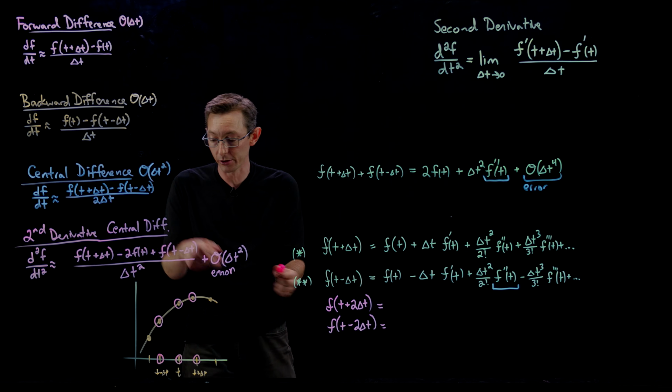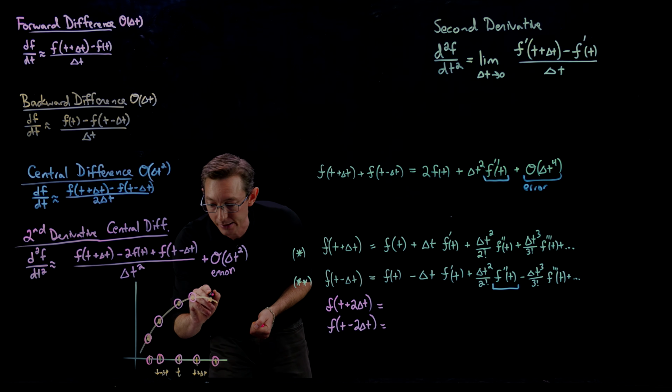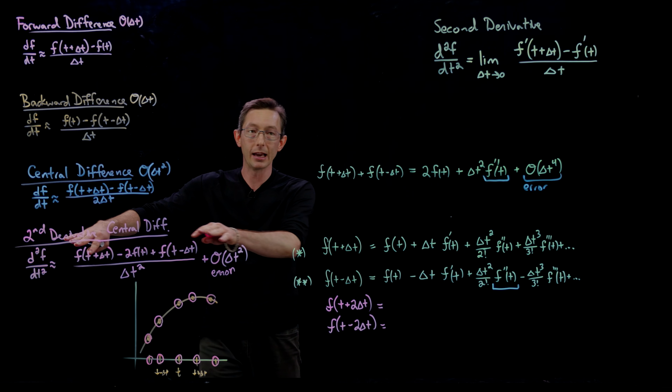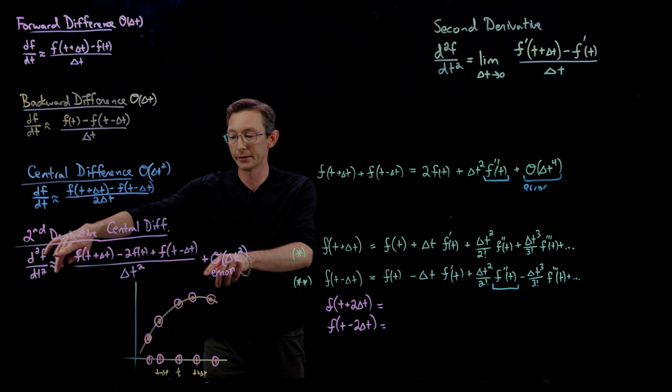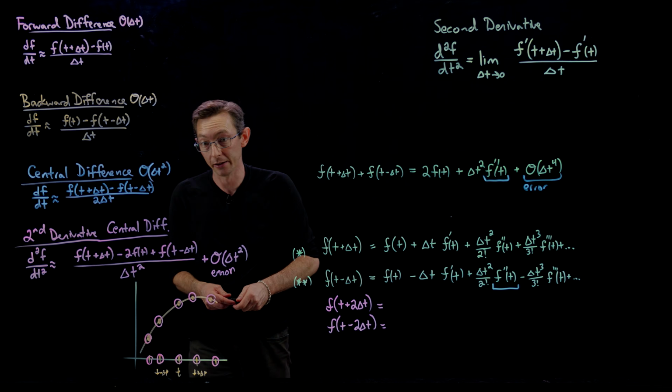So if I want a 4th order scheme, I'm going to need to include these points in my stencil, and I'll get some combination like this, but now it'll have f of t plus 2 delta t and f of t minus 2 delta t, and it'll be higher order. It'll be order delta t to the 4th.